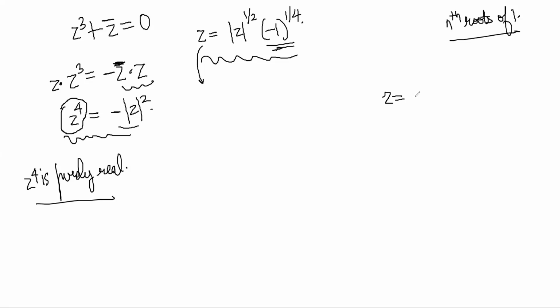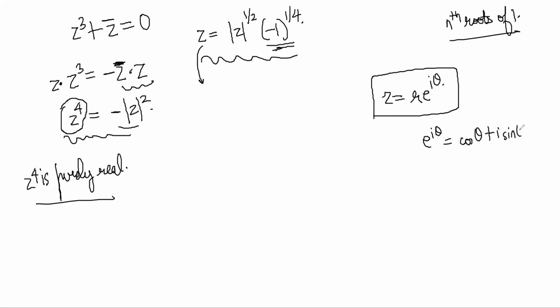You know that z can be written as r e to the i theta, this you know, where e power i theta is cos theta plus i sin theta. So this equation is becoming what? r cube e to the i 3 theta plus r e to the minus i theta, right?